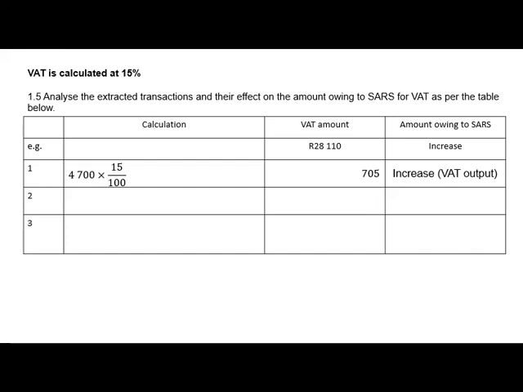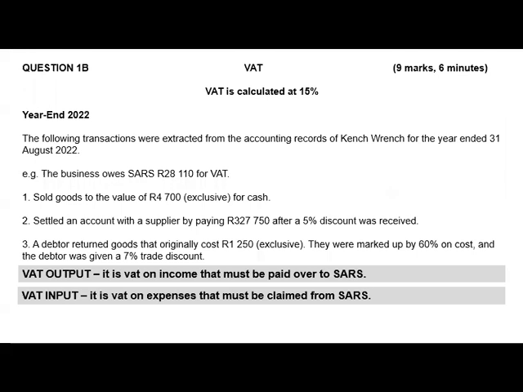Let's go to number two. What does number two say? Number two says that we settled an account with the supplier by paying 327,750 after a 5% discount was received. So this is a net payment after we received a discount. We paid the supplier 327,750. Note that when we bought these goods, I don't know whether we're using the invoice basis or the cash basis, but I'm assuming we're using the invoice basis.